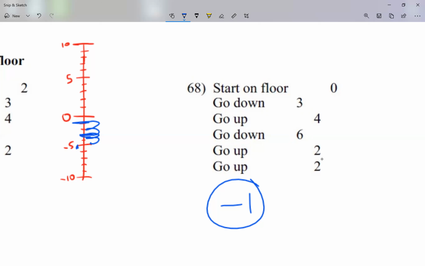Let me come back to this one, actually. So I'm going to start at floor 2. I'm going to go up 3: 1, 2, 3. I'm on floor 5 now. I'm going to go up 4: 1, 2, 3, 4. So I'm on floor 9 now.